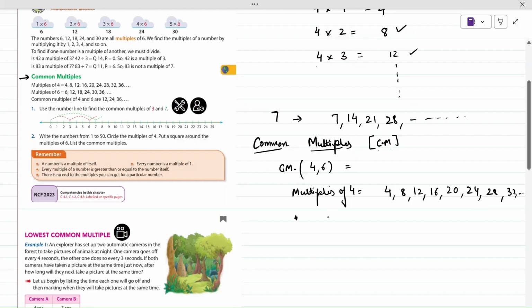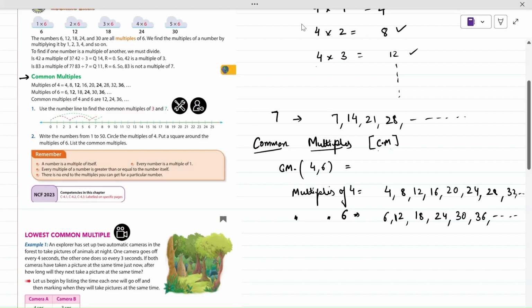Similarly, let's write down the multiples of 6 now. 6 into 1 is 6, 6 into 2 is 12, 6 into 3 is 18, 6 into 4 is 24, 6 into 5 is 30, 36, and so on. All these are the multiples of 4 and all these are the multiples of 6.